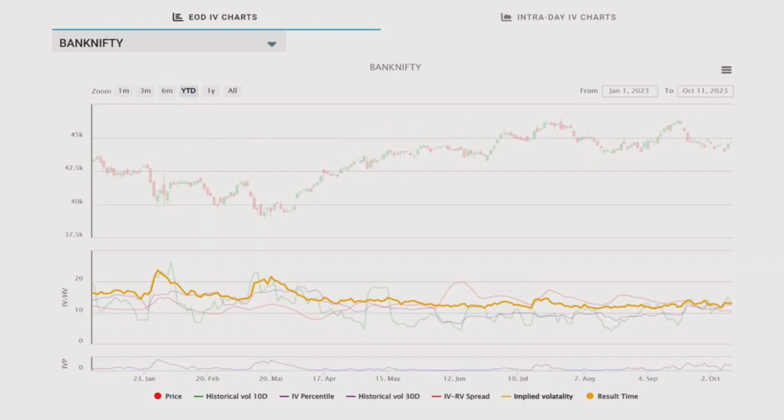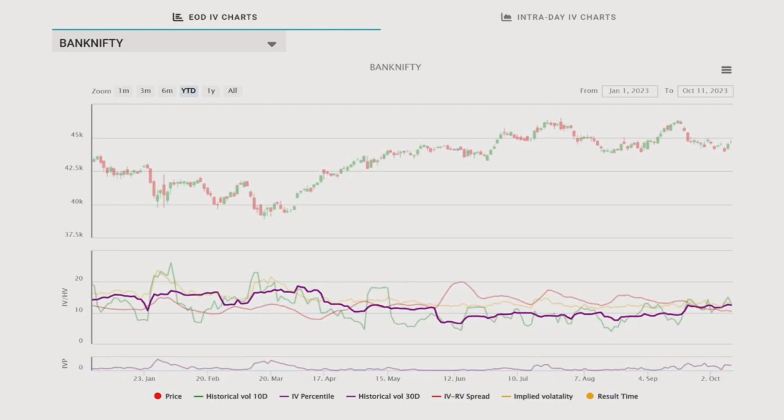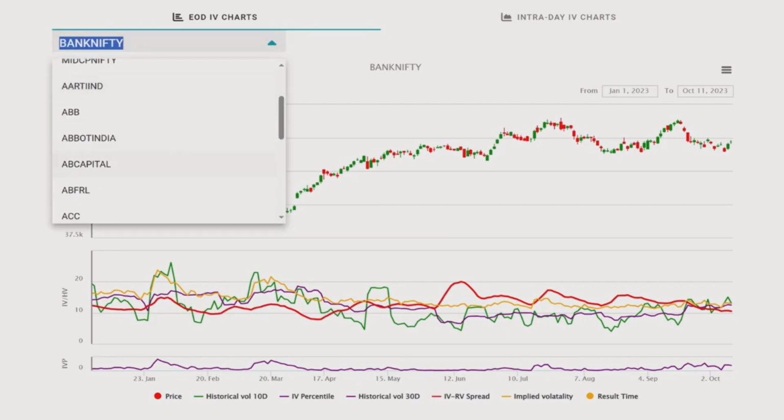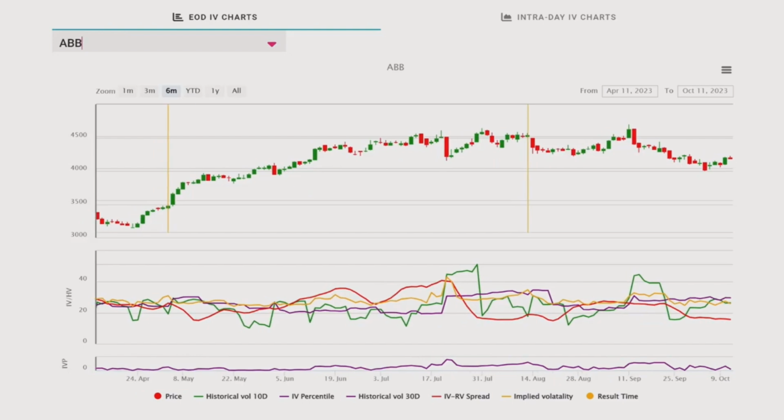You have the implied volatility at this level and the historical volatility at this level, staying lower most of the time and crossing over sometimes, but mostly it stays. The historical volatility stays below the implied volatility. Again, showing that the market's anticipation of volatility is usually higher than the actual volatility that happens. Same is true for other stocks as well. Let's look at ABB just as an example.